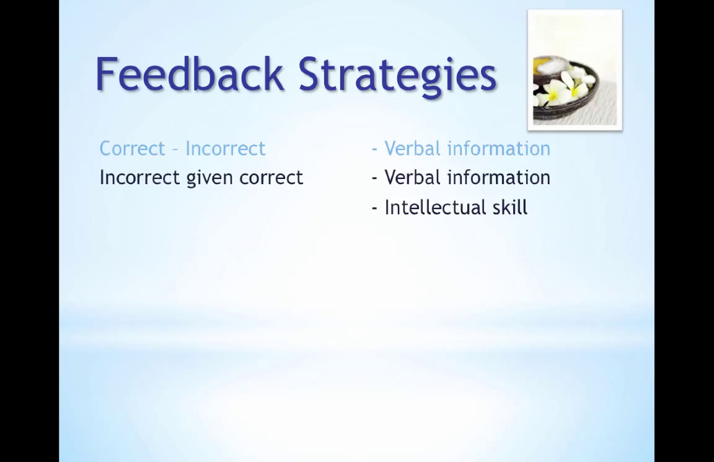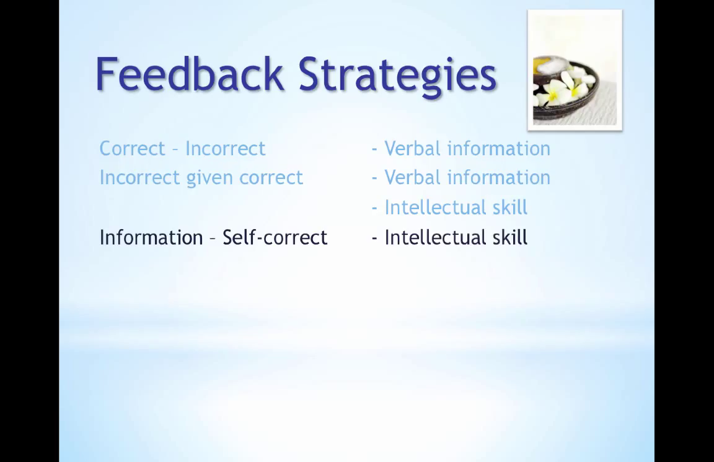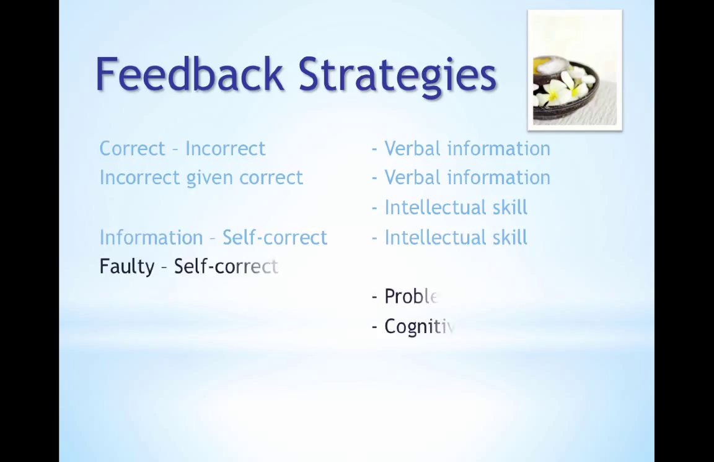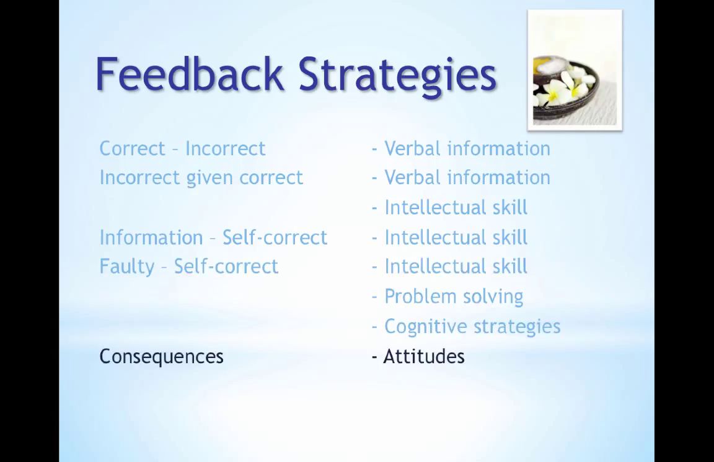There are certain feedback strategies that are appropriate for Gagne's learning outcomes. For example, an incorrect strategy works well for verbal information because it's either right or wrong. But correct, given a correct answer, could work for verbal information or intellectual skills. Information and self-correct also work for intellectual skills. Where something is faulty and you self-correct can work for intellectual skills, problem solving, and cognitive strategies.